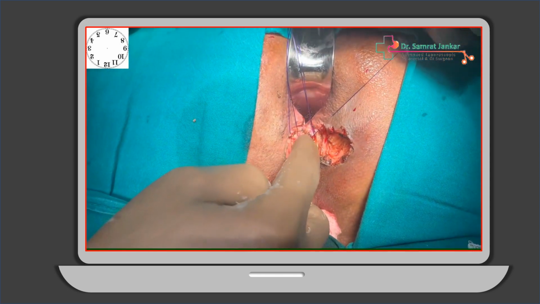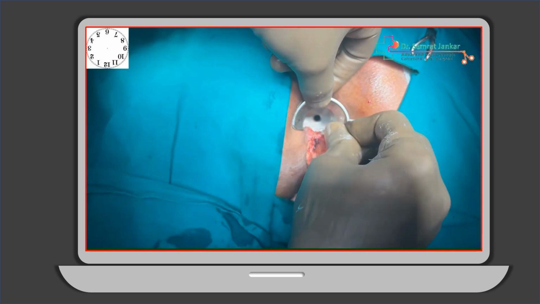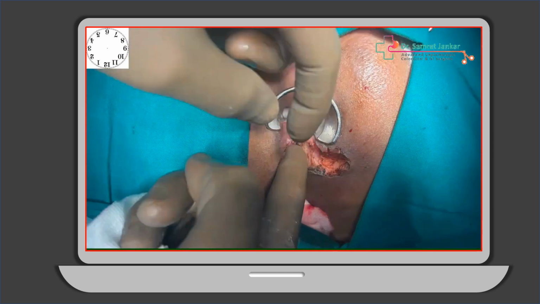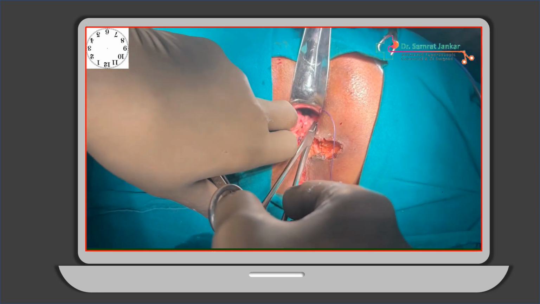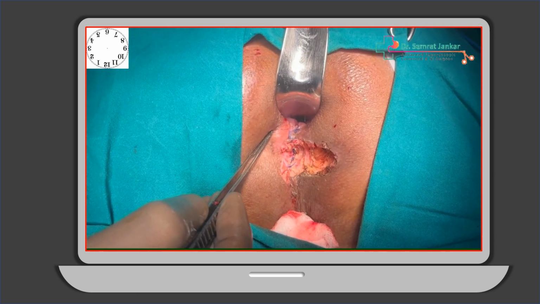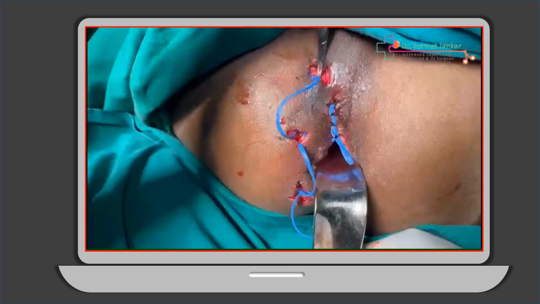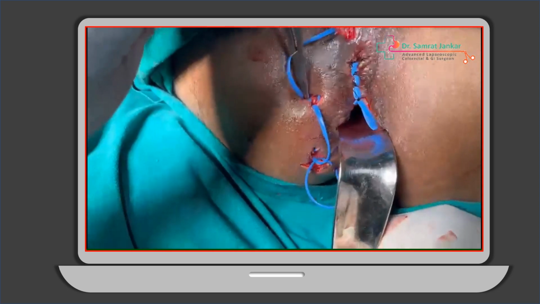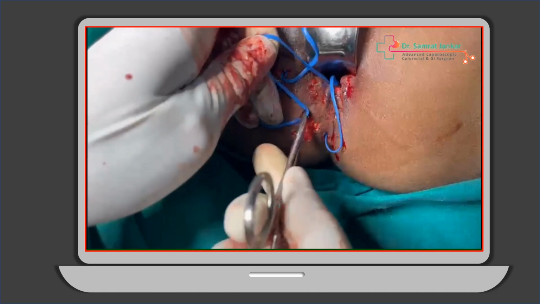We have taken pre-placed stitches using PDS 2-0 for reconstruction of the sphincter, and the knots we usually place outside. We can see that the scope is going in with difficulty, meaning continence has been achieved. Nicely we have taken care, and we have narrowed down the external cavity. We are taking a few stitches for wound approximation. So the sphincter preserving procedure has been done, although it is a low type.